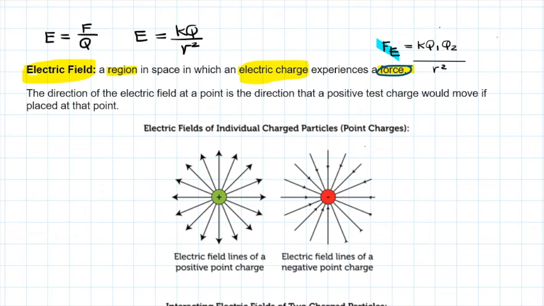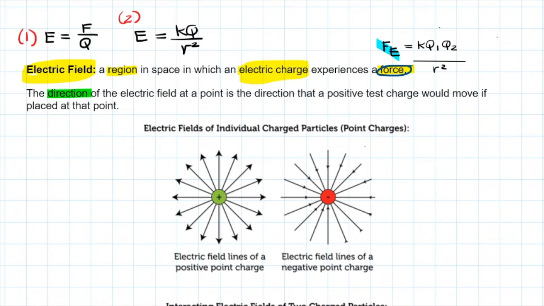To calculate the magnitude of the electric field, we have options. We can either use formula 1, E equals F divided by Q, or formula 2, E equals KQ divided by R squared. We will speak about these formulae in the next video. But for now, we're going to focus on the direction of the electric field.